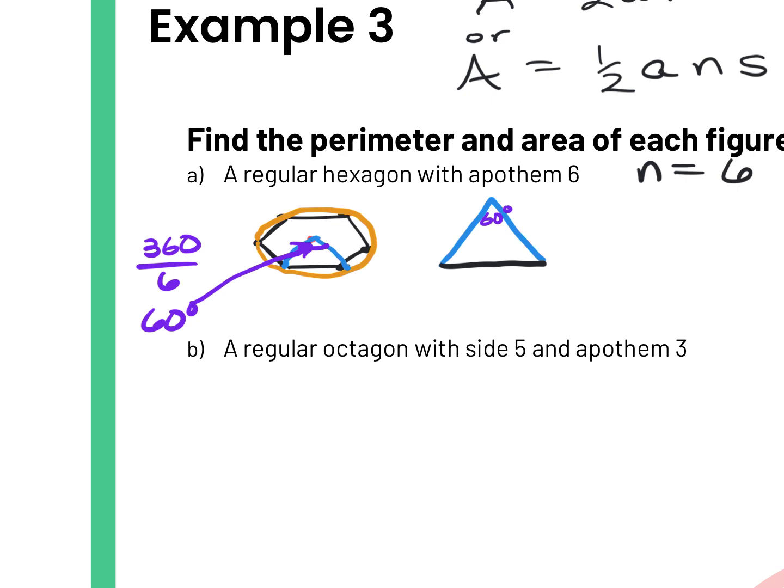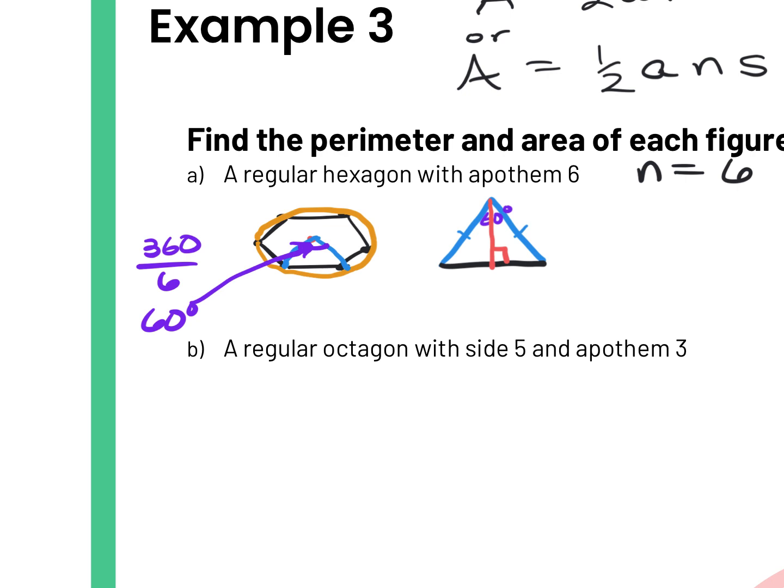I need to draw in my apothem. So my apothem, I can draw down in here. Notice the apothem is going to bisect that angle. Because if you think about it, right now this is an isosceles triangle, because the sides that are forming that central angle are radiuses, or radii, and they're congruent. So whenever you draw in the altitude, or that apothem, it bisects that angle.